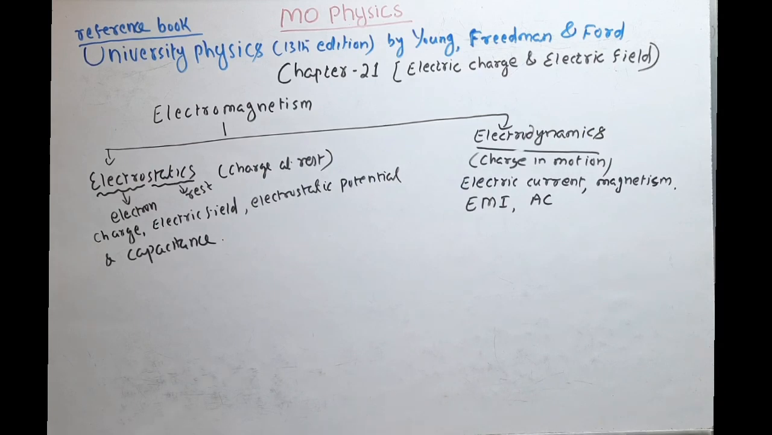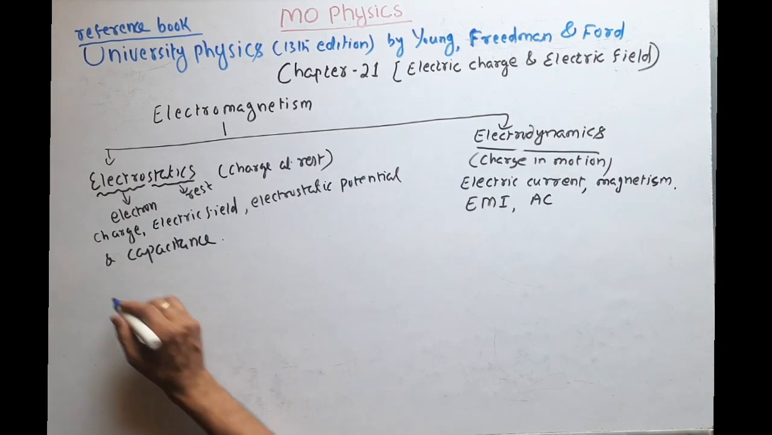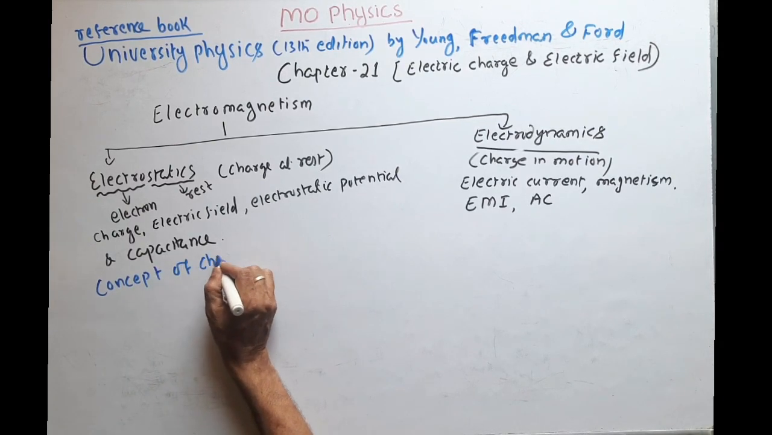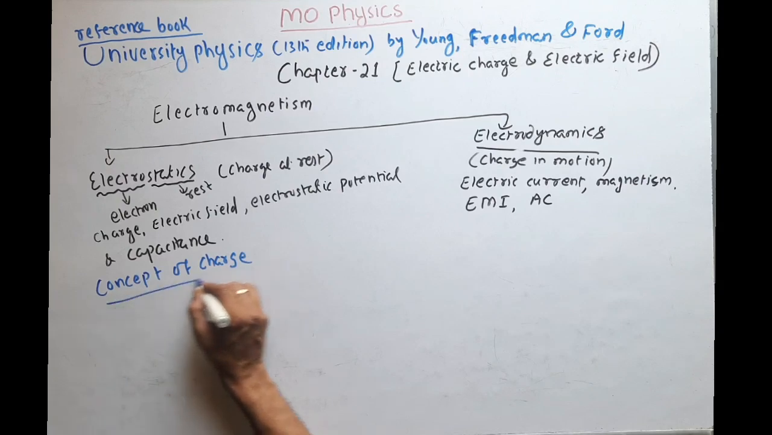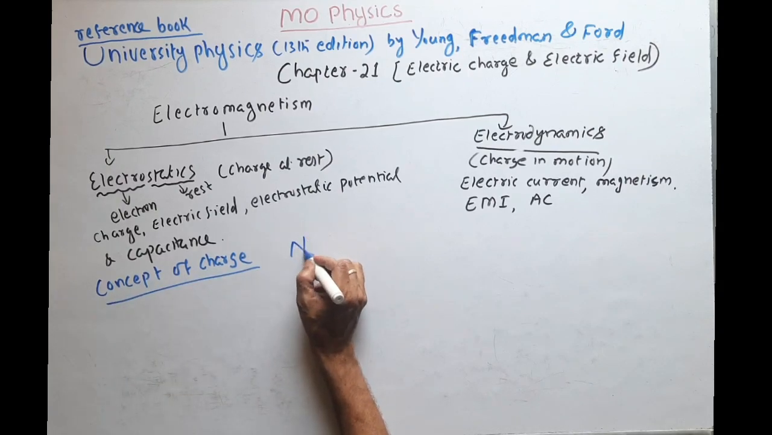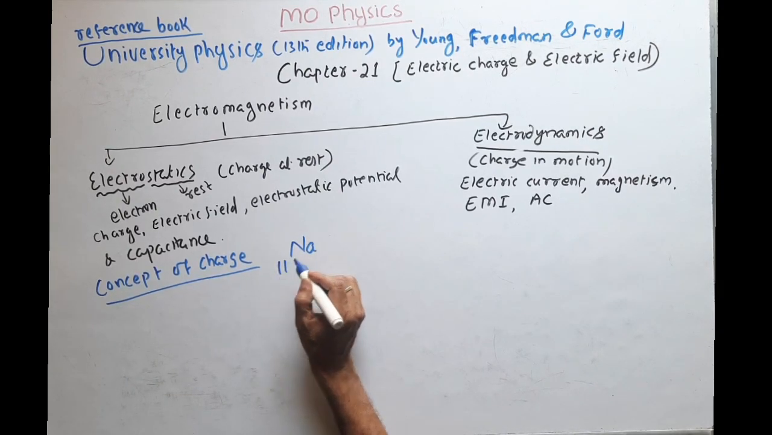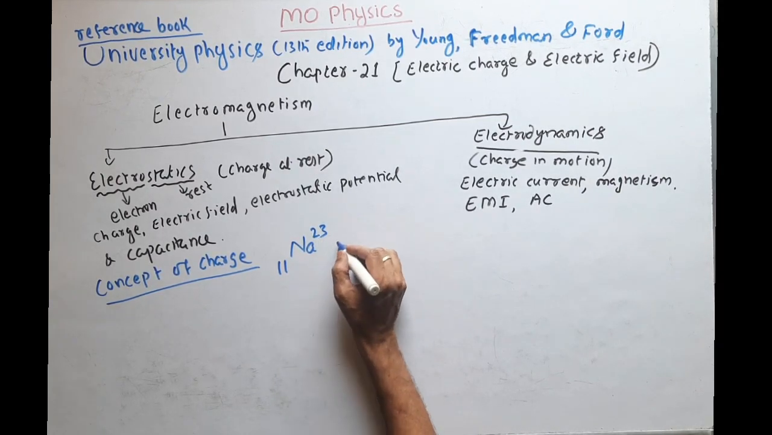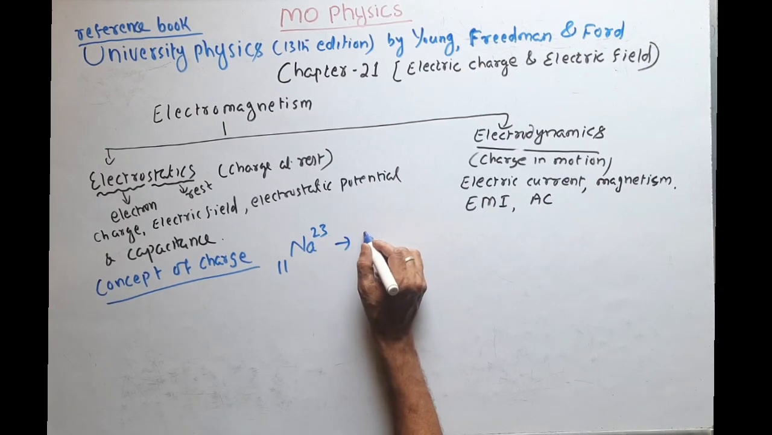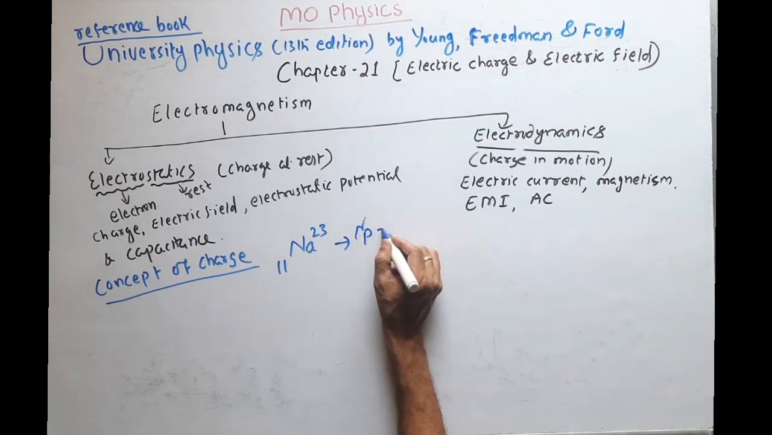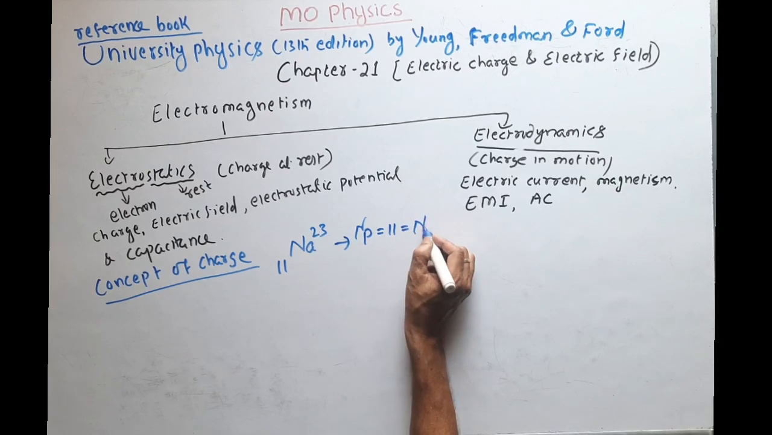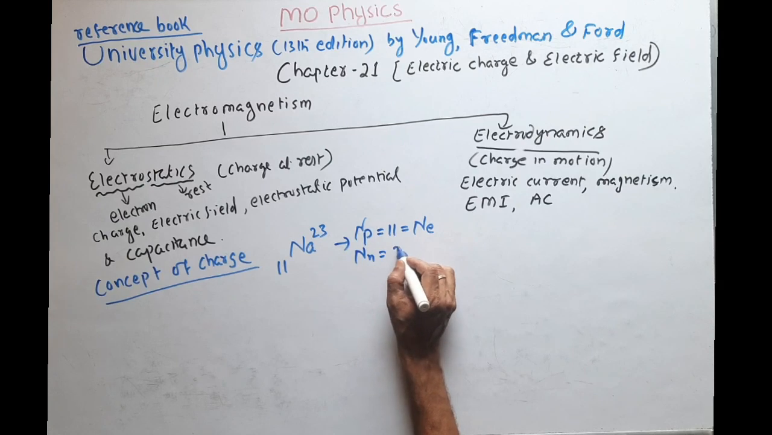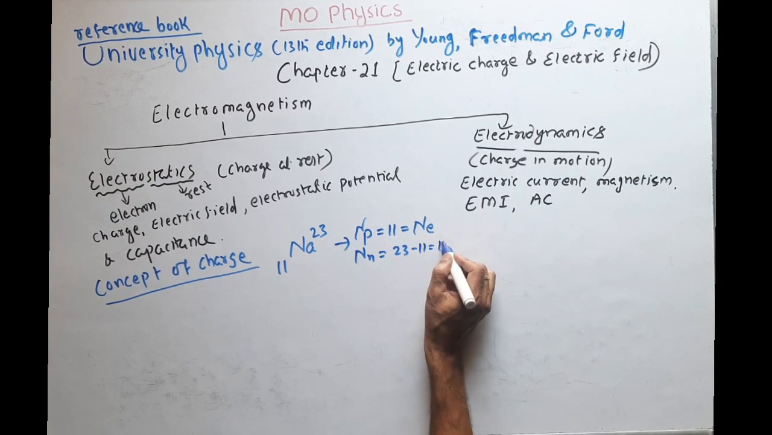So what is electric charge? What is the concept of a charge? Just take an example, the sodium atom. The atomic number is 11 and the mass number is 23. In this sodium atom, the number of protons is 11, which is also equal to the number of electrons. The number of neutrons is the mass number 23 minus 11, that is 12.